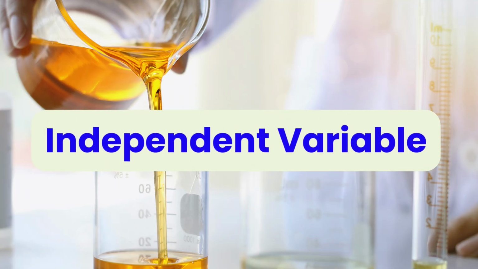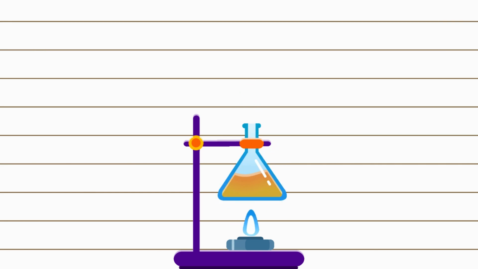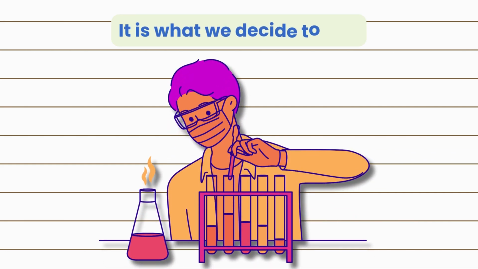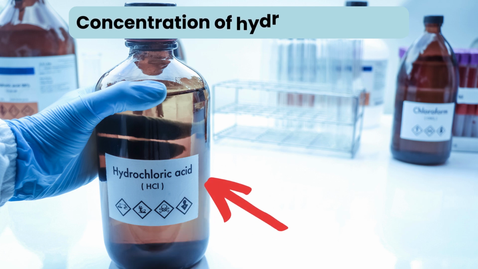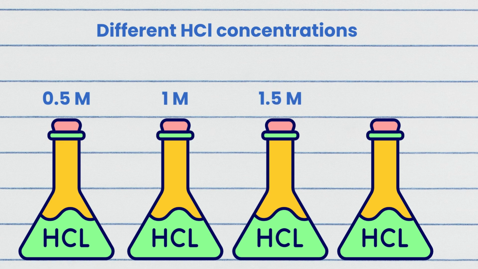The independent variable is the part of the experiment that we manipulate on purpose. It is what we, as the experimenters, decide to test. In our example, the independent variable is the concentration of hydrochloric acid. So the different hydrochloric acid concentrations, let's say, are 0.5 molar, 1 molar, 1.5 molar, and 2 molar.